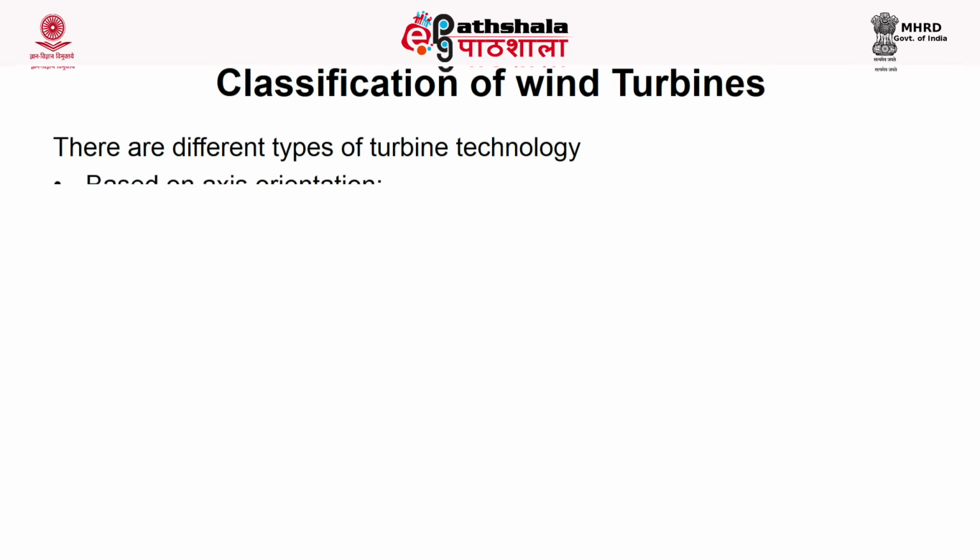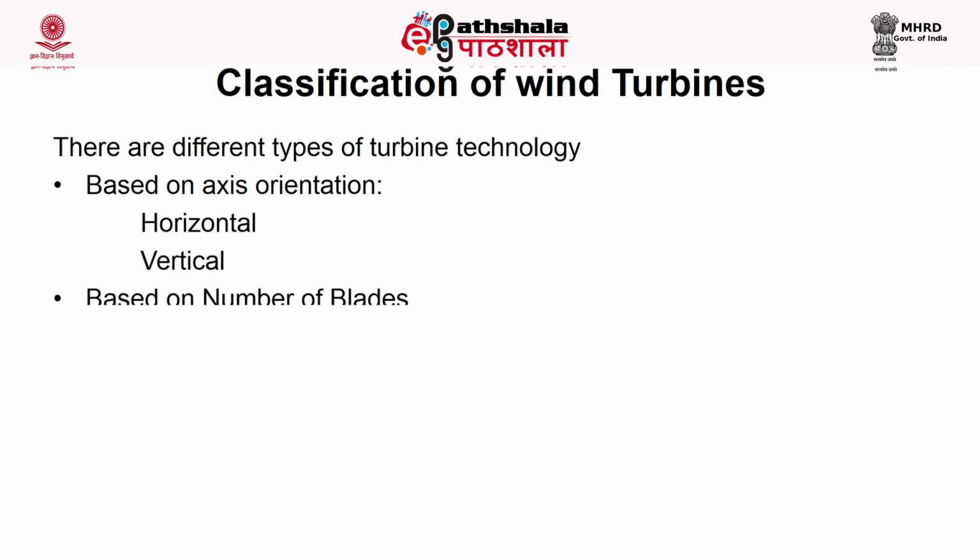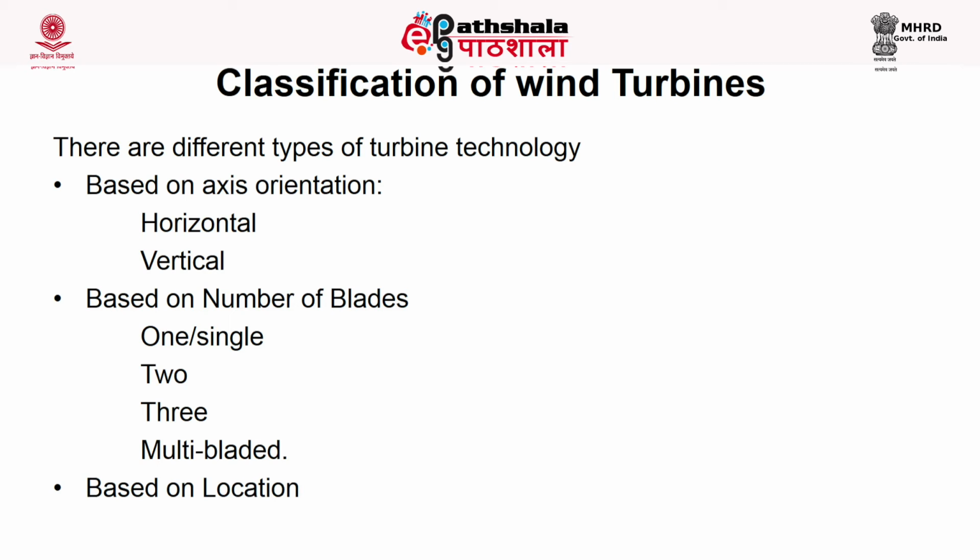Let's see the classification of wind turbines. There are different types of wind turbine technologies. First, classification is based on the axis rotation. It is classified as horizontal and vertical. And based on number of blades, we can classify turbines into single blade, double blade, three-bladed and multi-bladed. Based on location, it is classified as onshore and offshore.